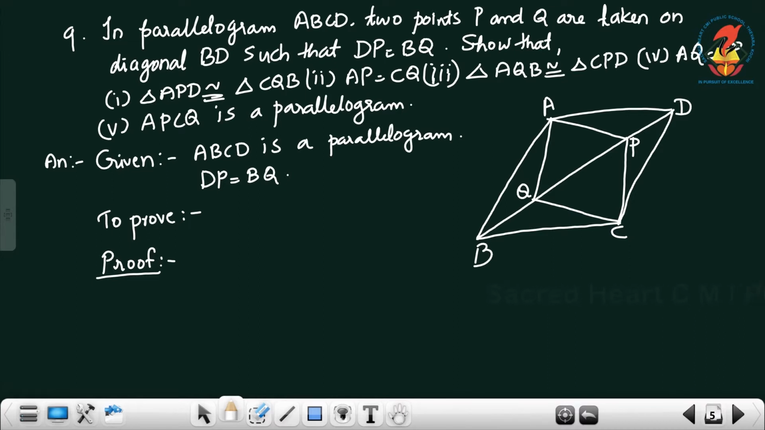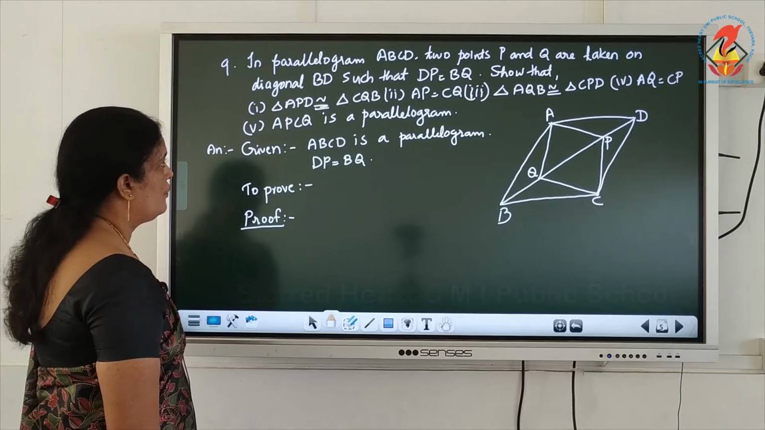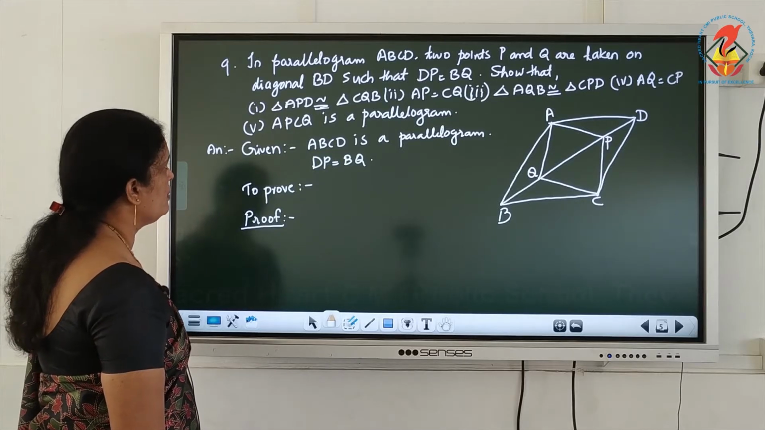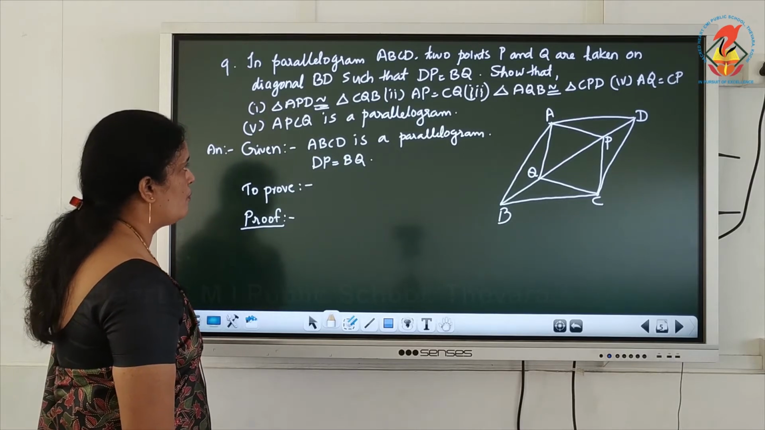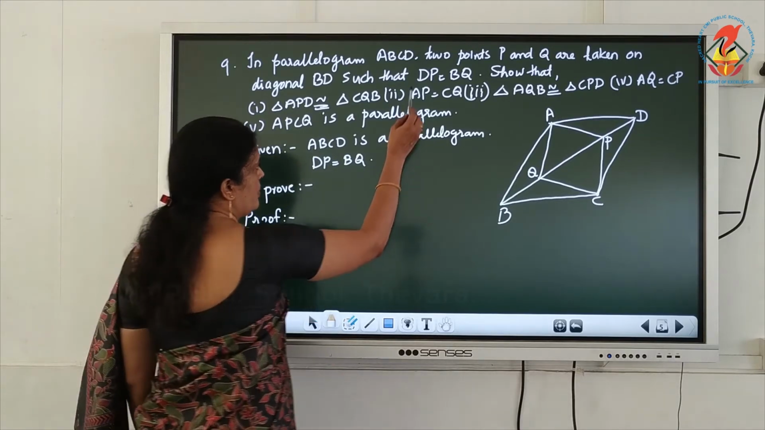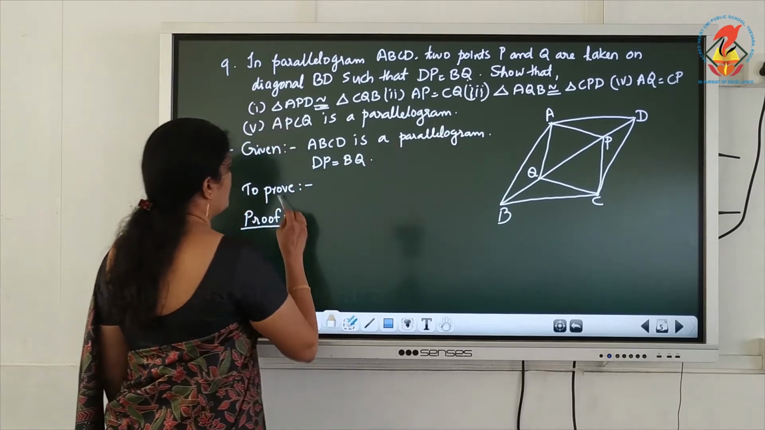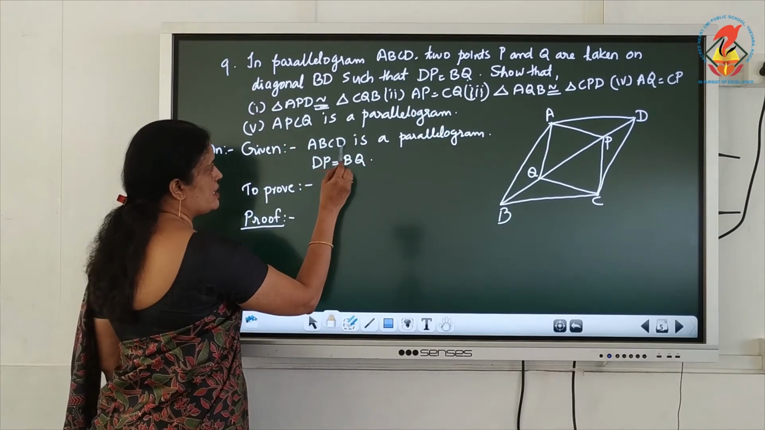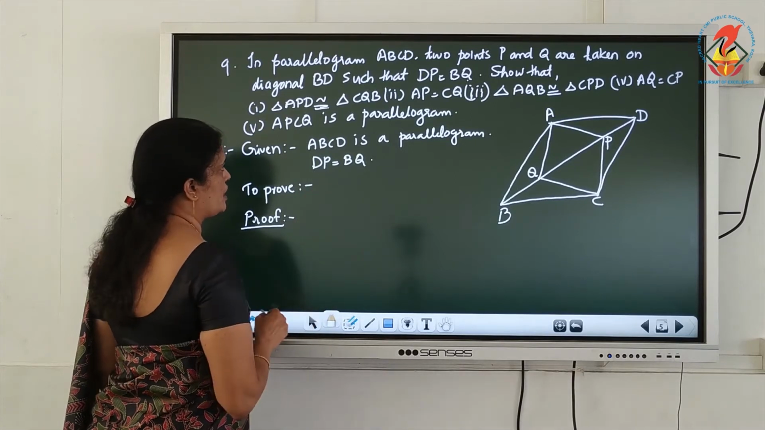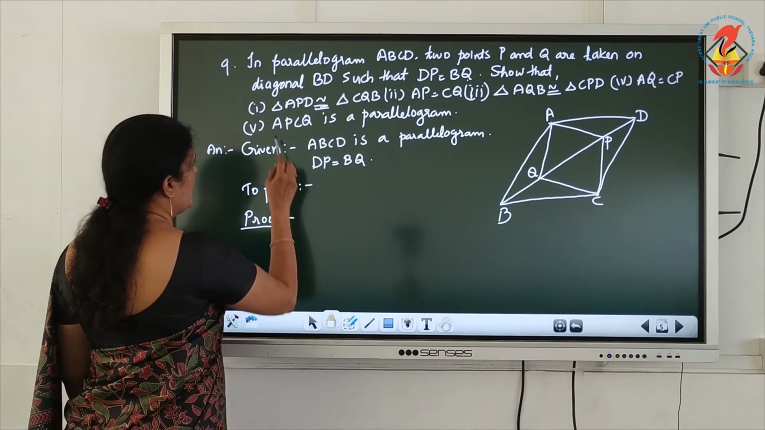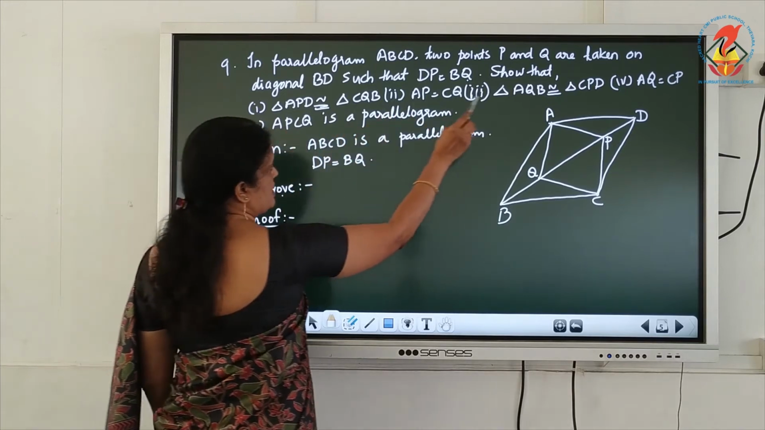Fifth one, APCQ is a parallelogram. Here we are already given that ABCD is a parallelogram. One more condition already given, DP equal to BQ. Should write it, given ABCD is a parallelogram. Second one, DP equal to BQ. We have to prove 5 sub questions.